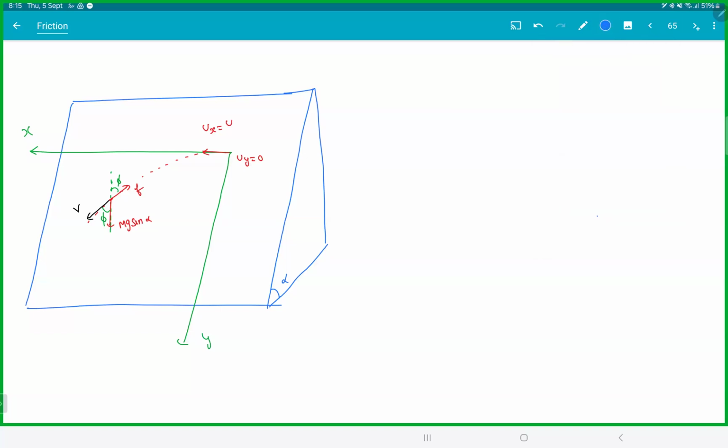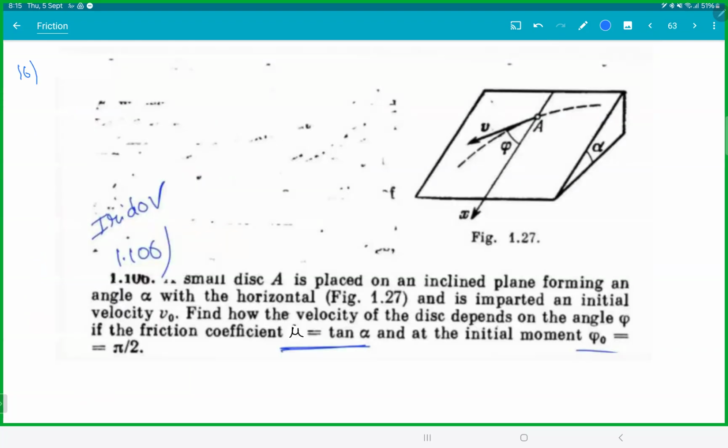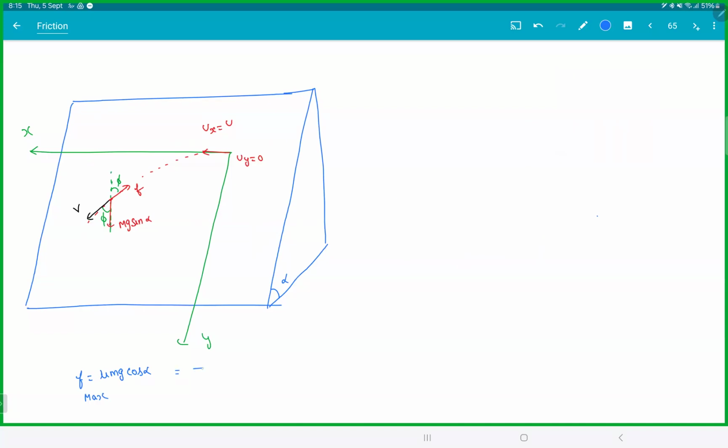Since it is slipping, the value of friction will be F is equal to mu mg cos alpha. And it is given in the question, mu is nothing but tan alpha. So that would be tan alpha times mg cos alpha, which becomes mg sin alpha. The only reason this question is doable is because of this one condition. Friction actually becomes mg sin alpha. Any doubt still here? Clear?